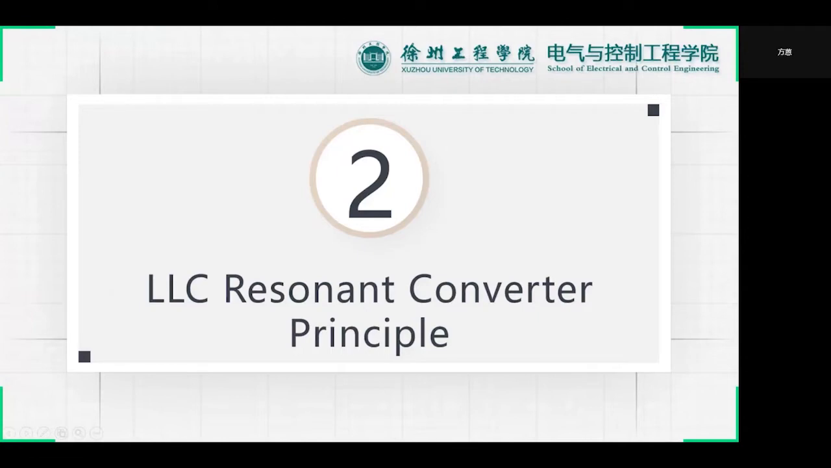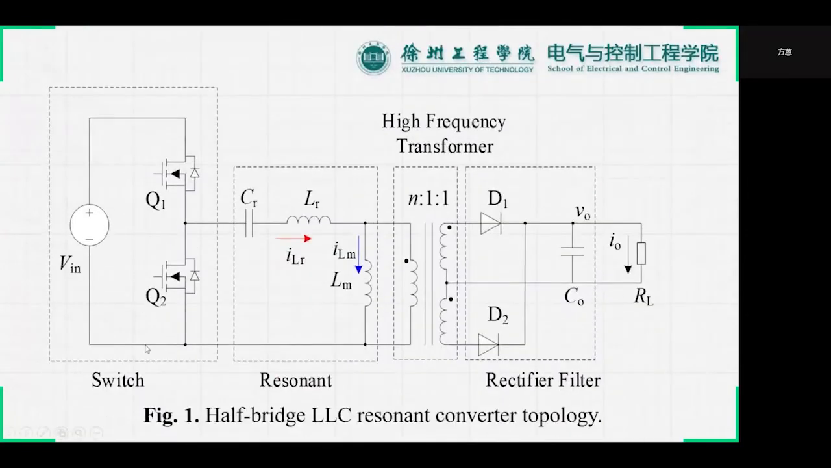Then let's talk about the LLC resonant converter principles. Figure 1 shows the topology of the half-bridge LLC resonant converter, which mainly includes 4 parts. The switching network generates the square waves. The resonant network consists of the resonant capacitor, resonant inductor, and excitation inductor. The rectifier and filter network is composed of a high-frequency transformer with a middle tap, rectifier diodes, and filter capacitor.